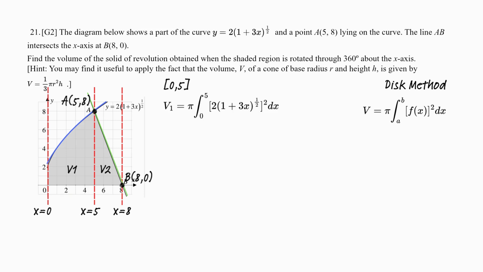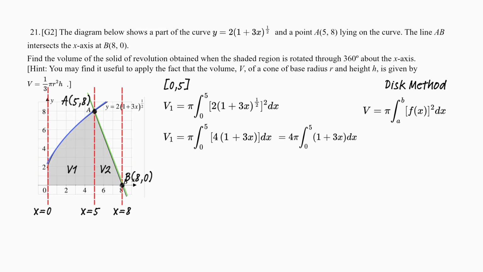So, volume 1 is pi times the integral from 0 to 5 of the quantity 2 times the quantity 1 plus 3x, all to the power of 1/2, all squared dx. Let's simplify the function. So, 2 squared becomes 4, and squaring the quantity 1 plus 3x, all to the power of 1/2, will simply be 1 plus 3x. To simplify our integral further, let's take the 4 out next to the pi. So our new integral is volume 1 equals 4 pi times the integral from 0 to 5 of 1 plus 3x dx.